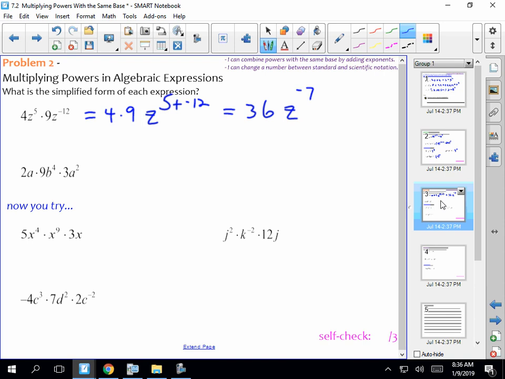And then I have one more step to do here. This goes back to last lesson. I have a negative power attached to that z, right? So what do I need to do to make it positive? I have to move it.